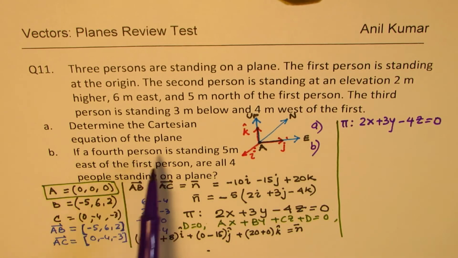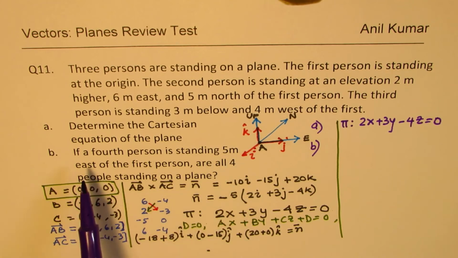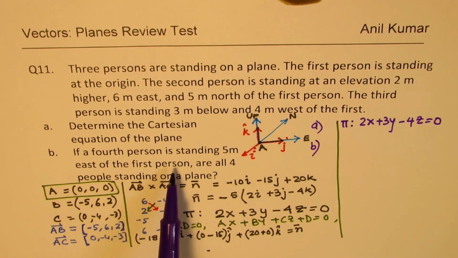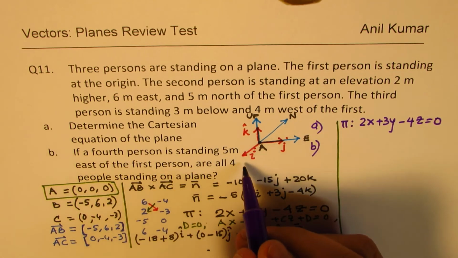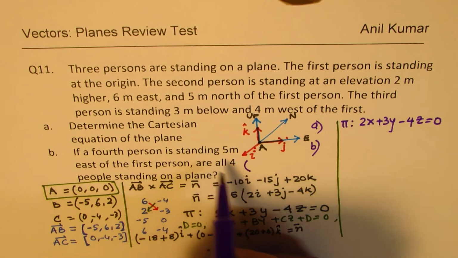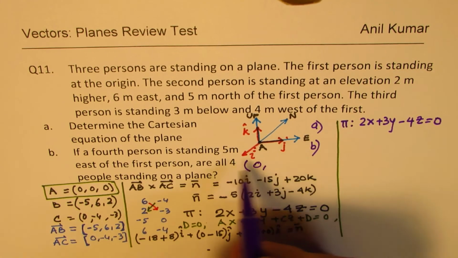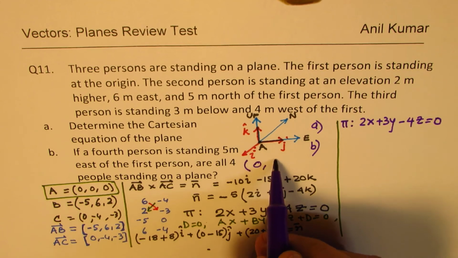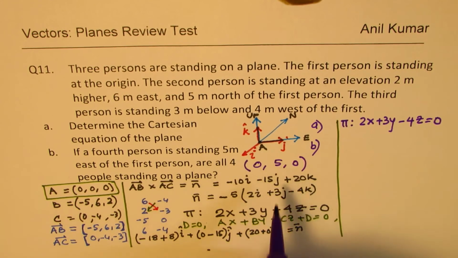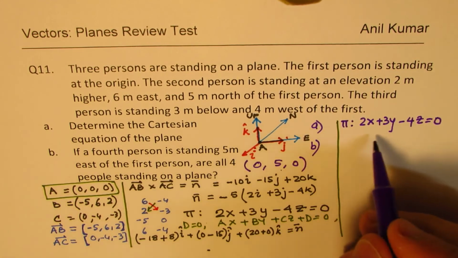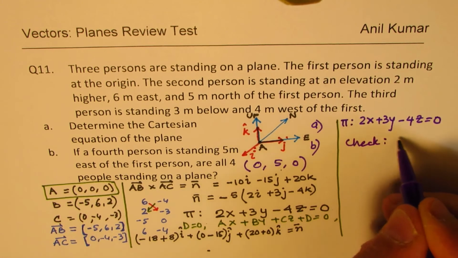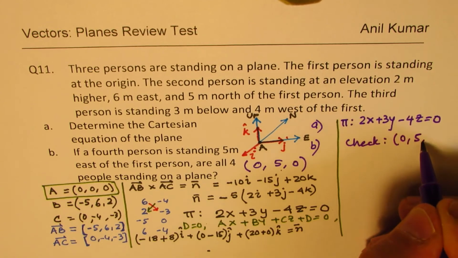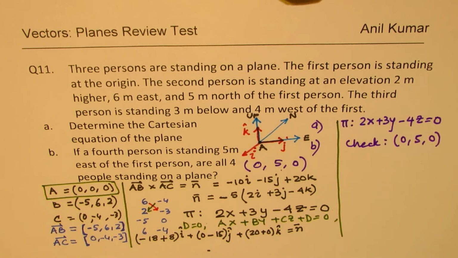Part B is the fourth person is standing 5 meters east of the first person. Right? So just 5 meters east, right? So in this direction. So that means the location of the fourth person could be 0, 5 east means that is positive, and this is 0. Is it okay? So we'll substitute these points and then just check, right? So we need to check if the point 0, 5, 0 is represented by this plane or not.